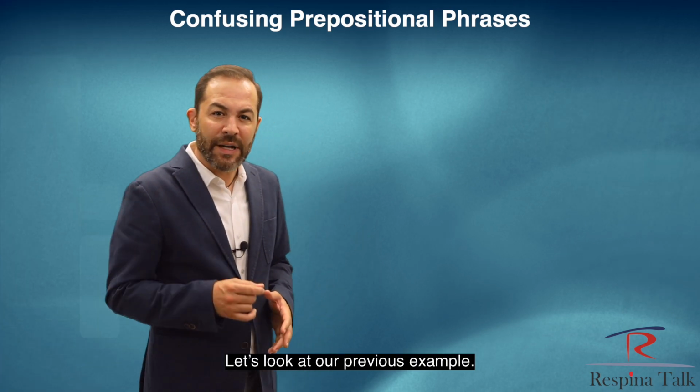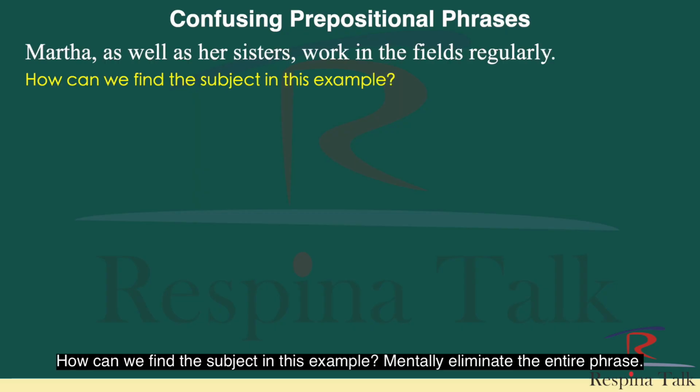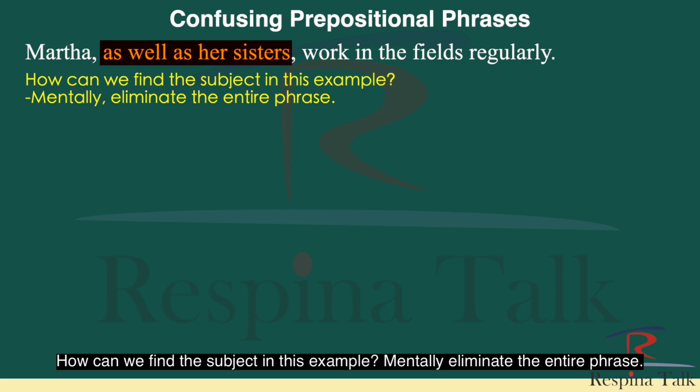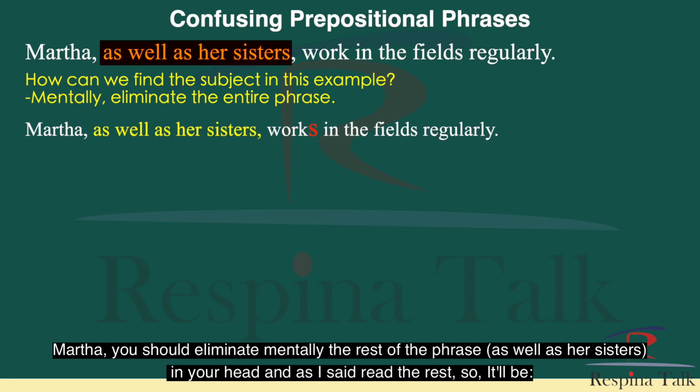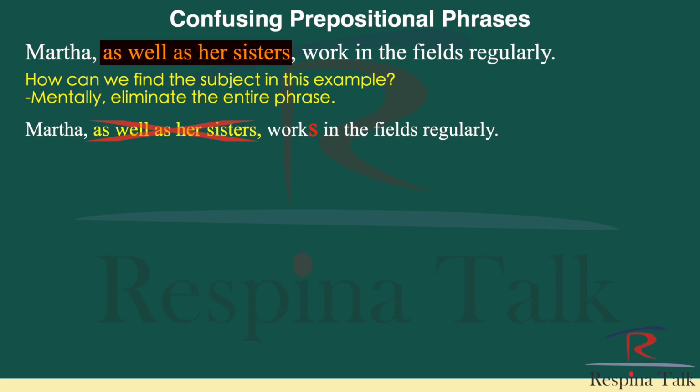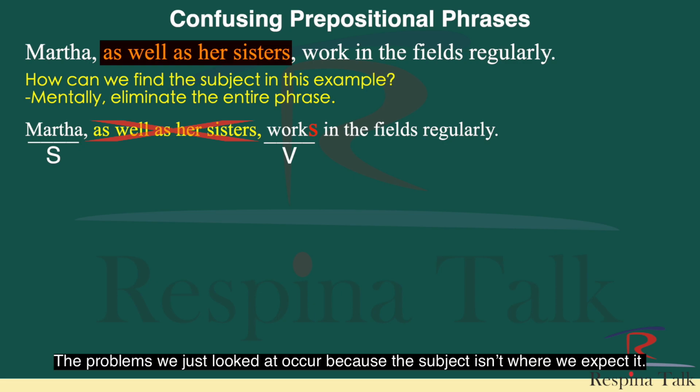Let's look at our previous example. Now, how can we find the subject in this example? Mentally, you should eliminate the entire phrase. So, Martha, you should eliminate mentally the rest of the phrase, as well as her sisters, in your head, and read the rest. So it would be, Martha works in the fields regularly. The subject is now clear. It's Martha.